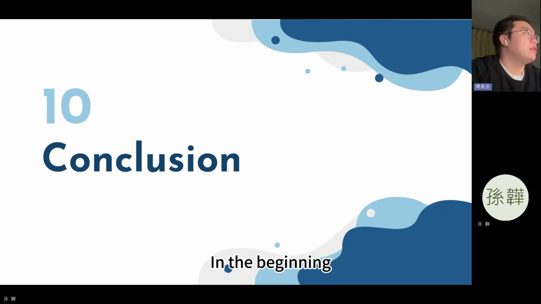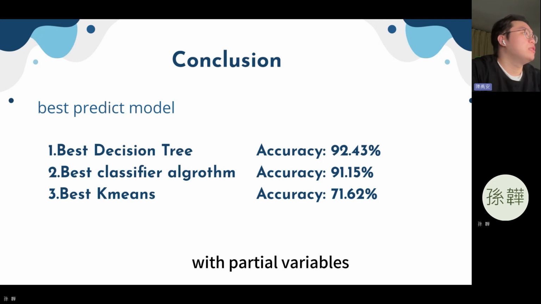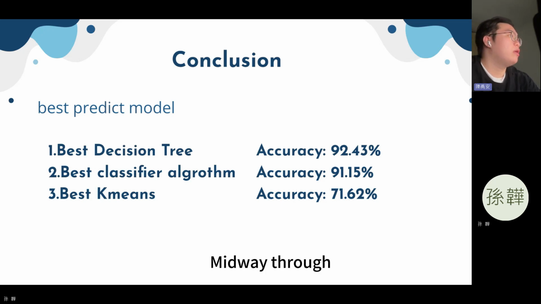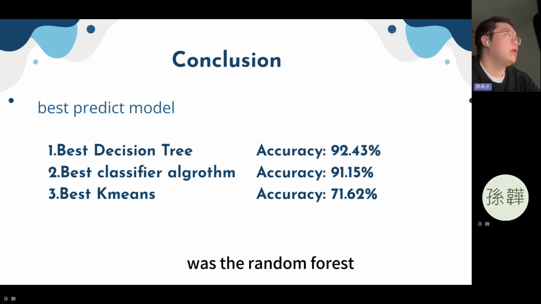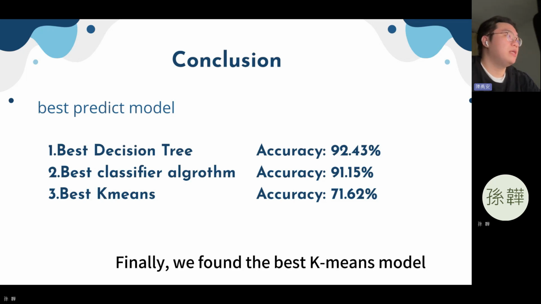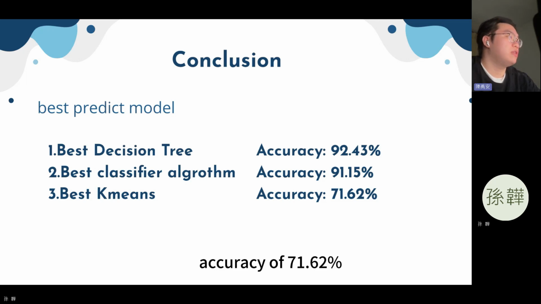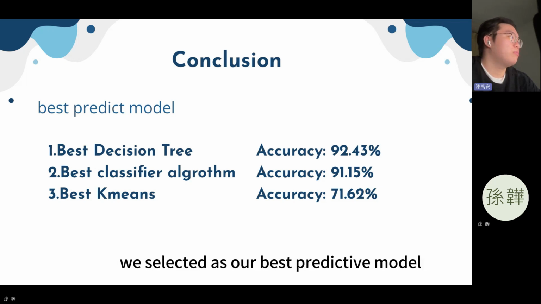Conclusion. In the beginning, we identified the best decision tree model with partial variables, C equals 0.05, M equals 10, and an accuracy of 92.43%. Midway through, we determined that the best classifier algorithm was the random forest, achieving an accuracy of 91.15%. Finally, we found the best k-means model, which includes target variables and had an accuracy of 71.62%. Given the superior performance of the decision tree, we select it as our best predictive model.